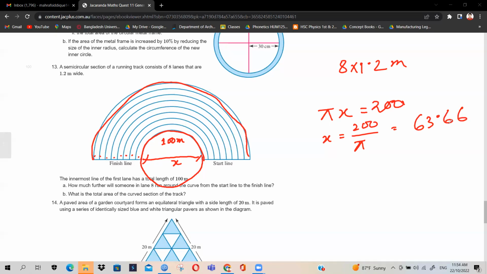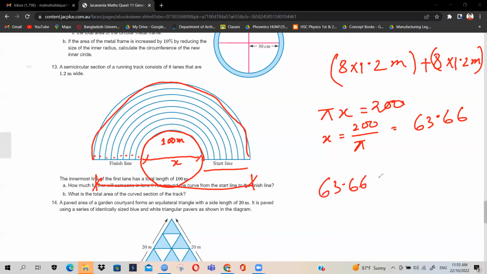63.66. Okay, very good. Now, see, on the left side, it is increased by 8 multiplied by 1.2 meters. And on the right side also, it increases by 8 multiplied by 1.2 meters. Is that correct? Okay. So what will be the total value of this portion? It will be 63.66 plus 8 plus 8, which is 16, multiplied by 1.2. Understand what I did here?